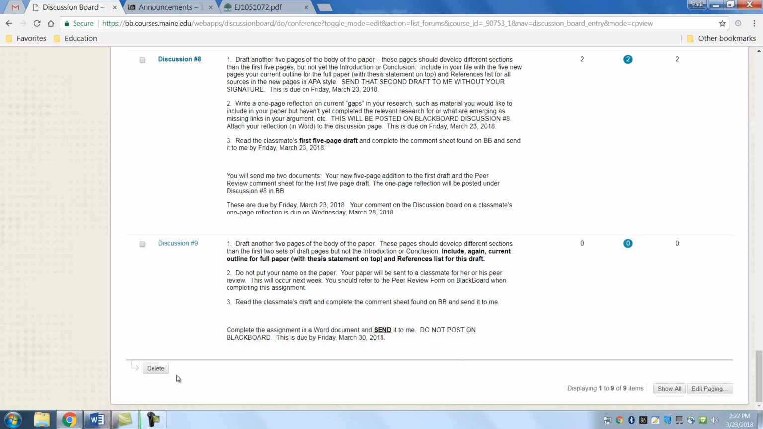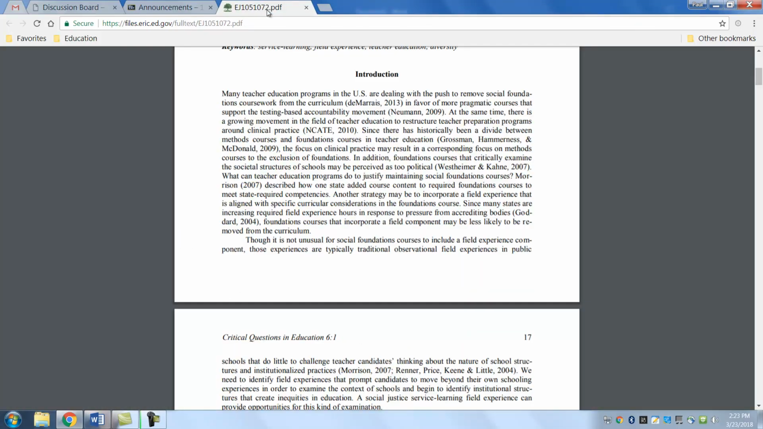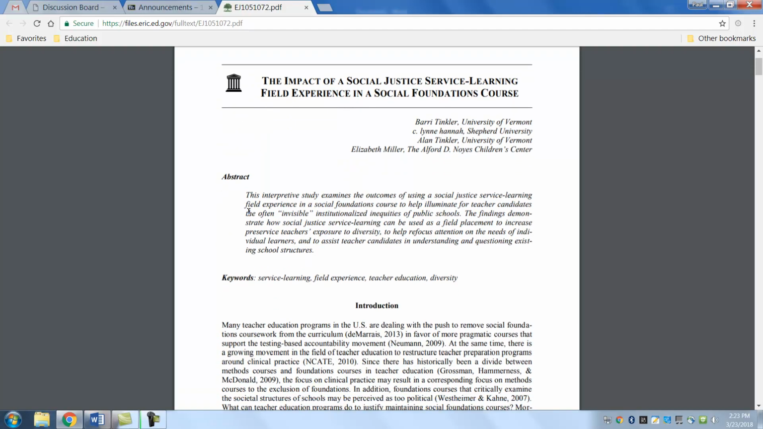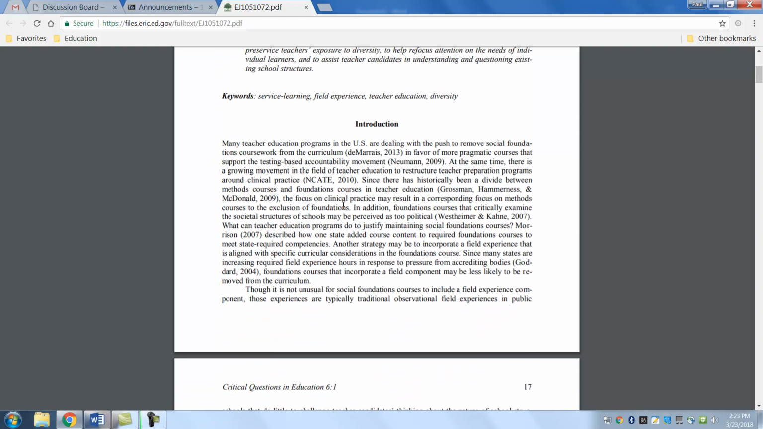So the paper I was talking about looks like this. It's just something I happened to find on the ERIC source, and so you will be writing an abstract and you'll be writing an introduction. But I wanted to point out a few things that I've been seeing on papers.